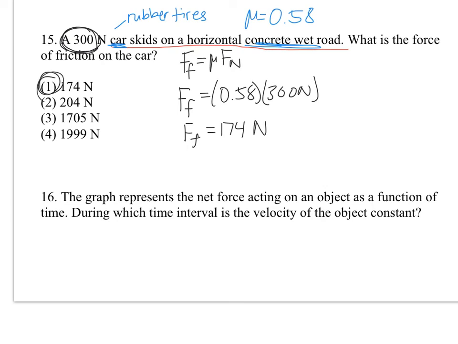Okay, so this is the last question. The graph represents the net force acting on an object as a function of time. During which time interval is the velocity of the object constant? So on the next page we have the graph, so let's pause here and turn to the next page.